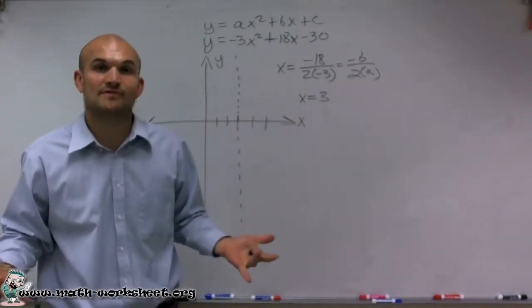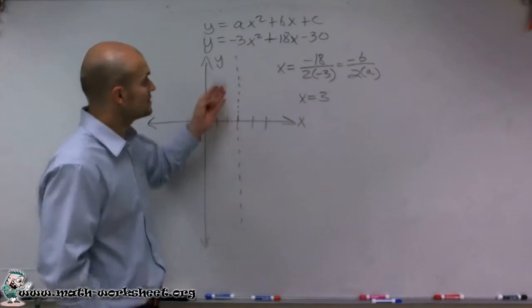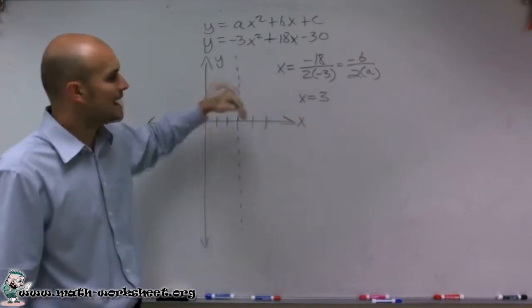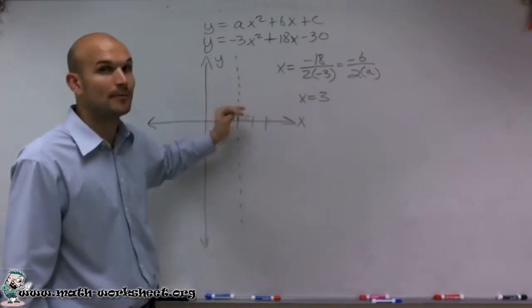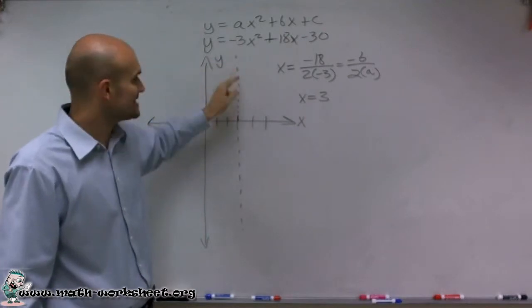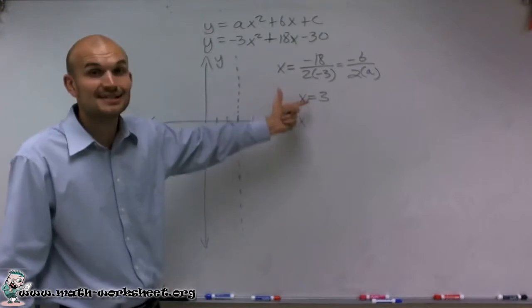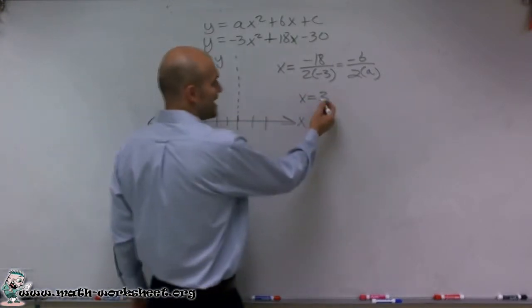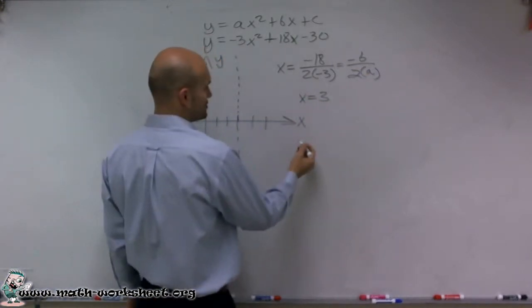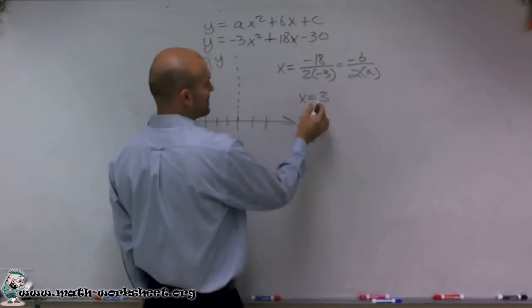So the next important piece of information is now to find the vertex. To remember, to find the vertex, the high or the low point of my parabola is on this line of symmetry. So therefore, I know the x value of it. I just need to determine now what the y value is. So if x equals 3, what does y equal? To determine that, we just plug 3 in for x.